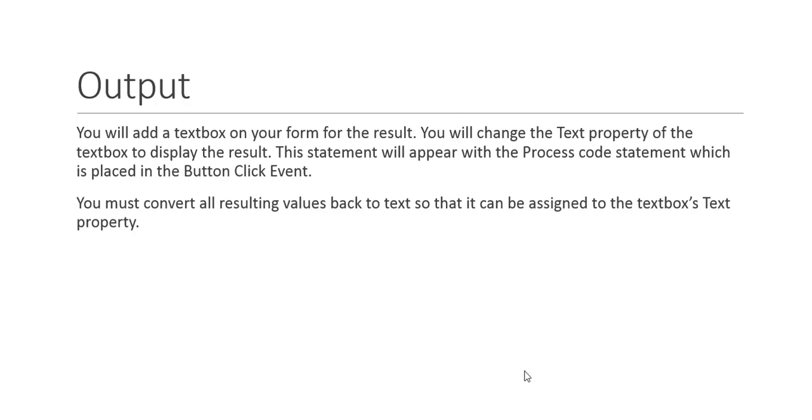And then your output you would place back into a text box. And one thing about working with text boxes is they are by default string. So if you want to calculate with it, you have to convert it to a number. If you want to display it, you have to convert it back to text.